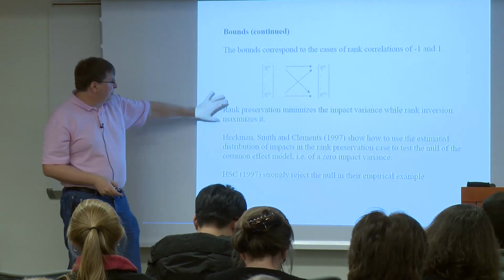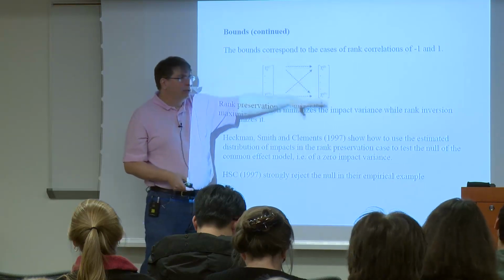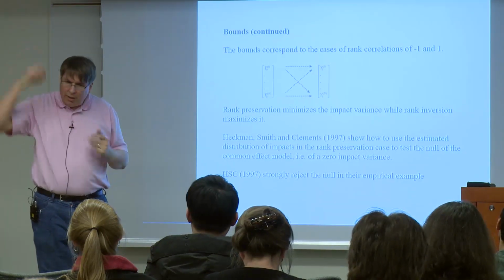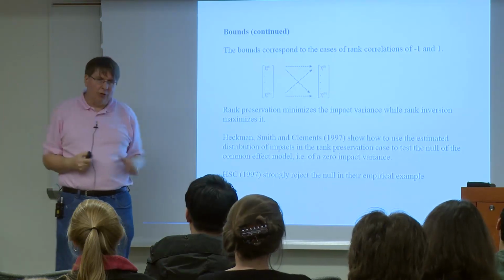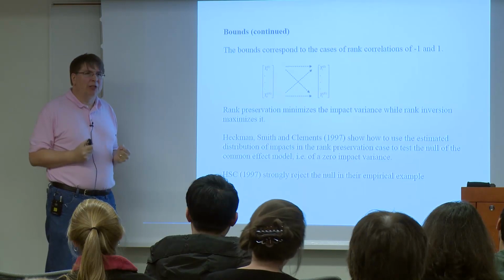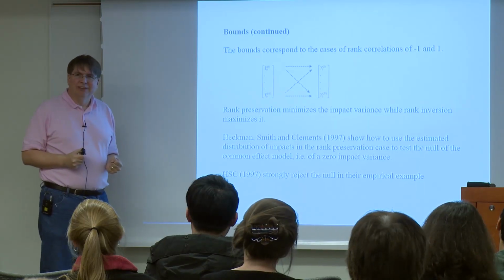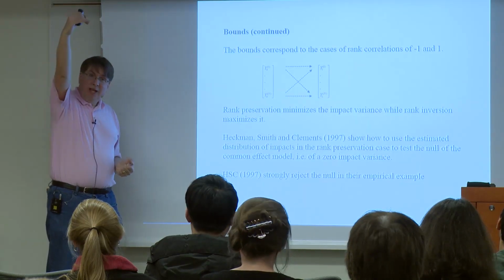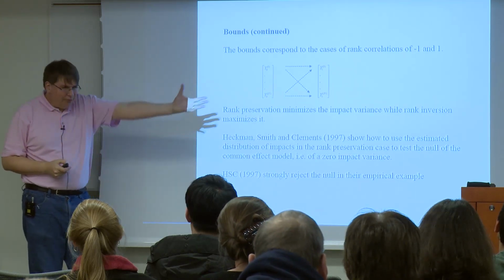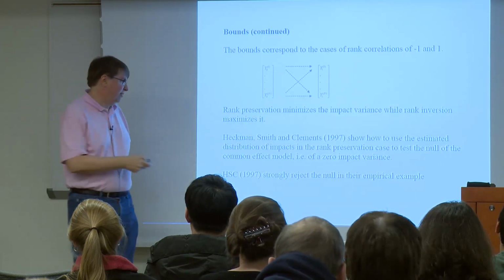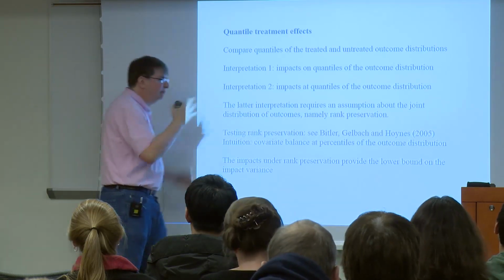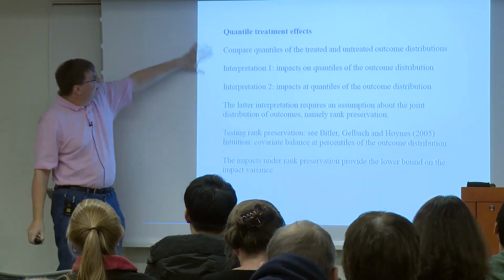So for many parameters, it turns out that the rank preservation value of the parameter, like the impact variance, is the one that provides an upper or lower bound. In the case of the impact variance, it's a lower bound. That's really interesting to have a lower bound on the impact variance. If that lower bound is really big, that says treatment effect heterogeneity is really important. That's information right there, easy to get, and we don't usually go get it. And I don't quite understand why, but there you go.